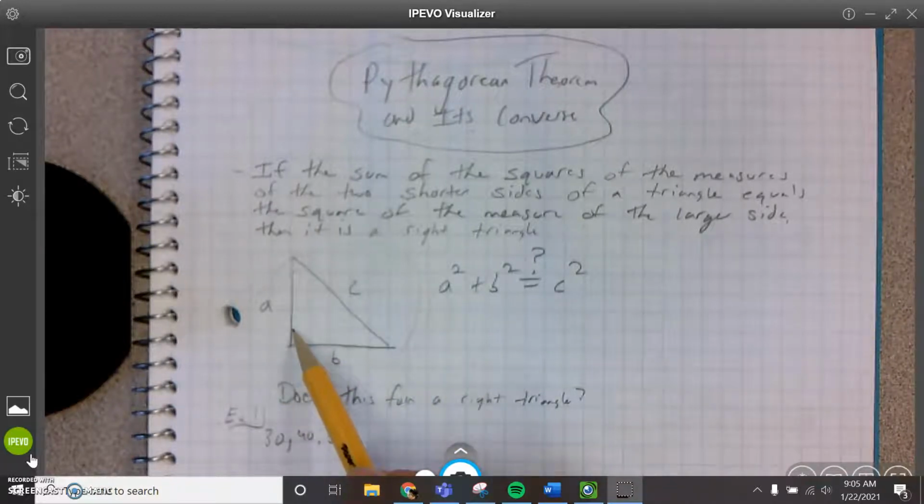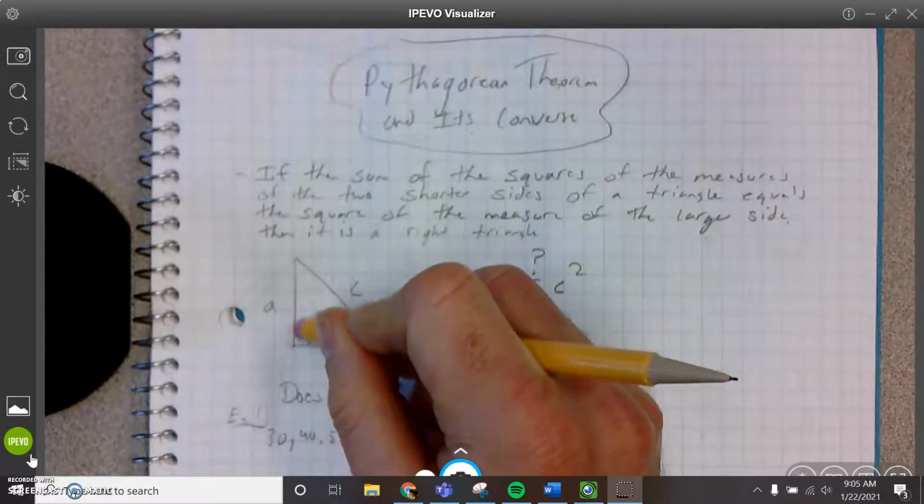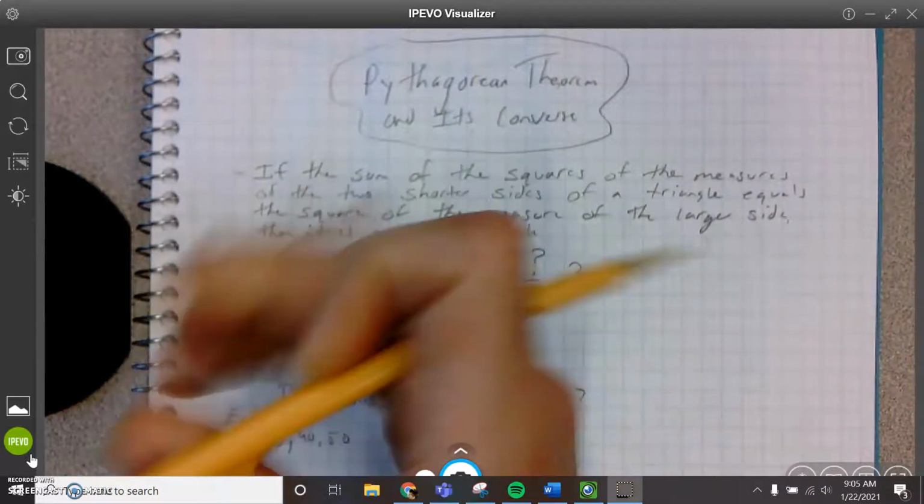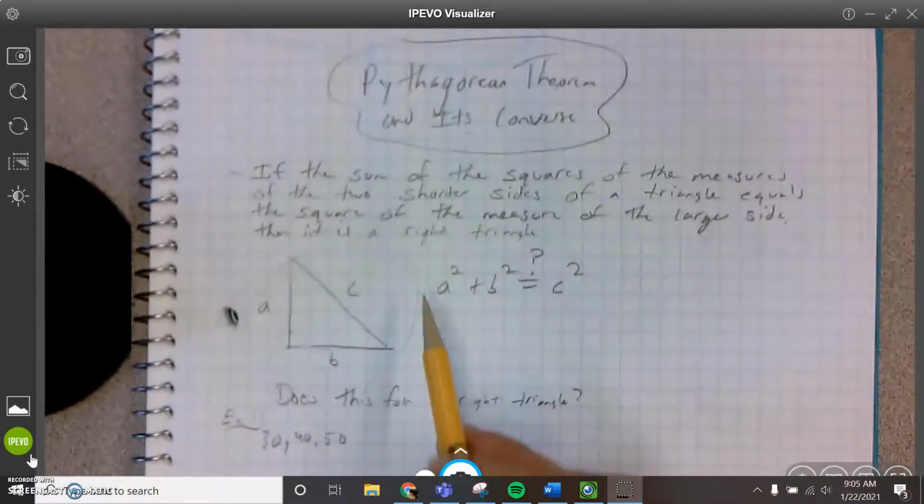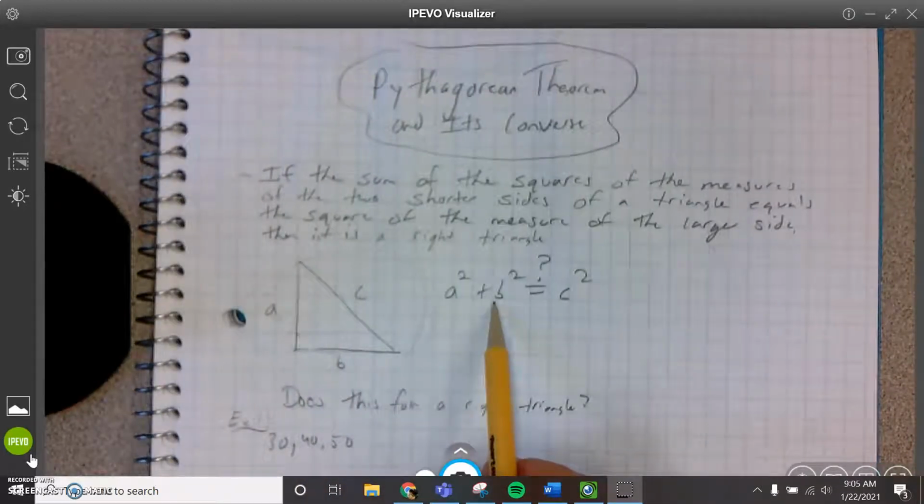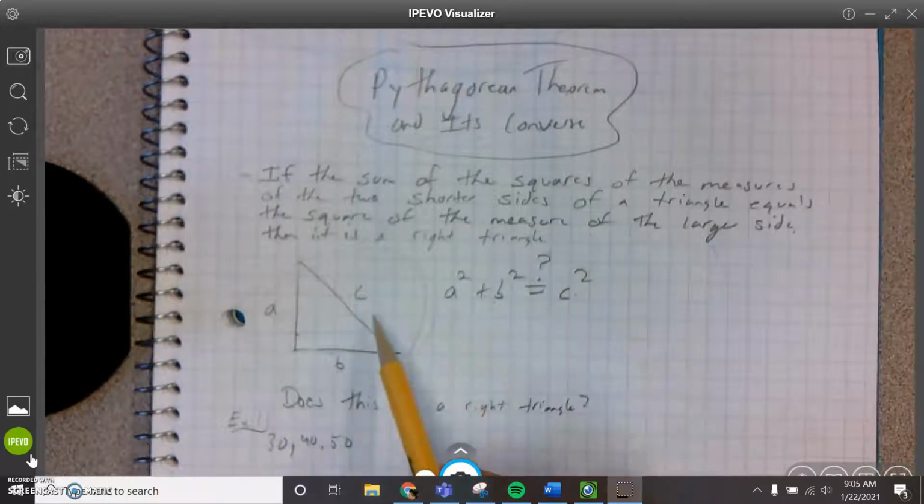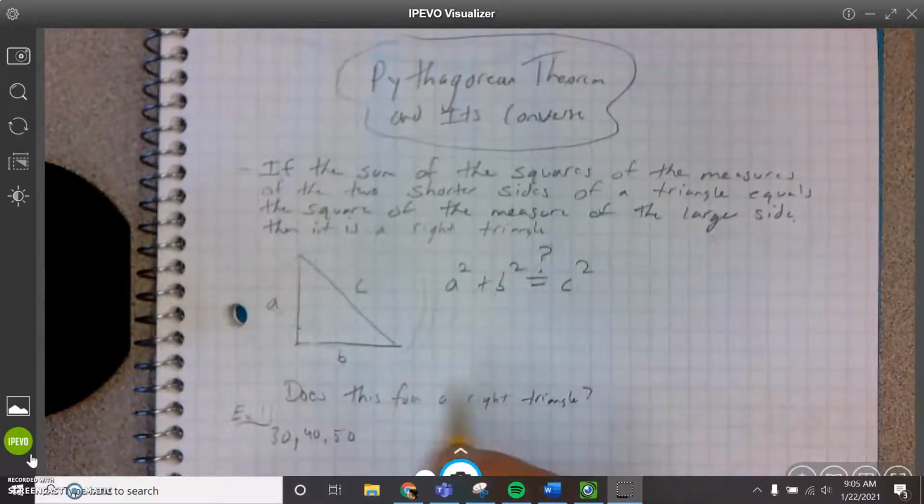Because unless it has the little steppy step right here, you cannot assume that that's a right angle. Even though it might look like it, you can't assume it. So in order for that to be true, you have to use the Pythagorean theorem. So do the two legs, a squared plus b squared, equal, question mark over the equal sign, c squared? Is that true?